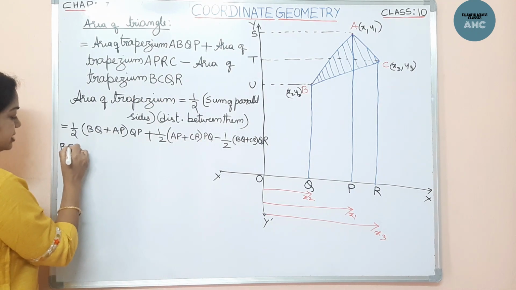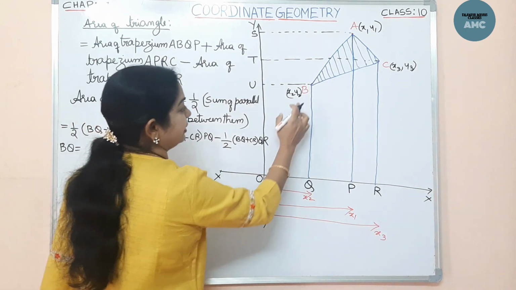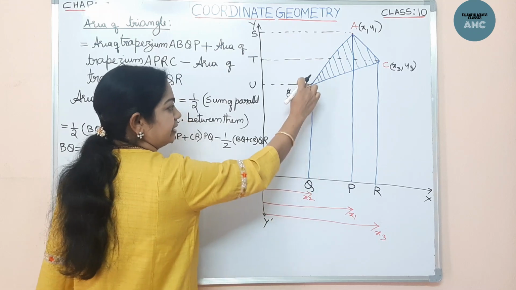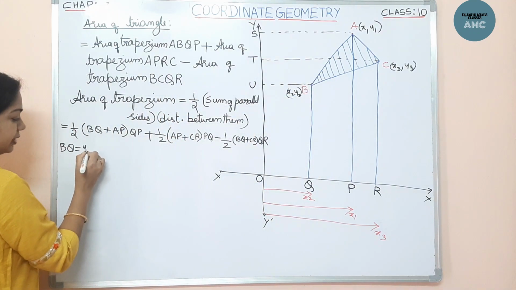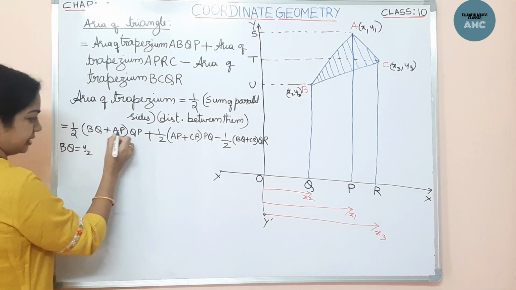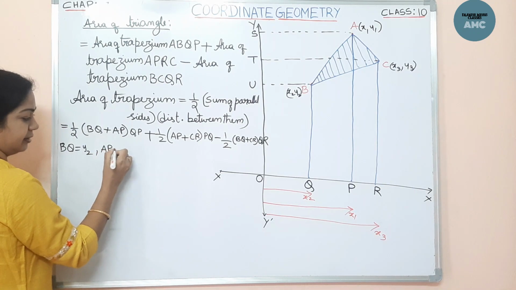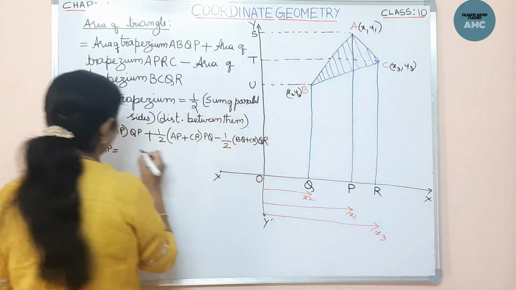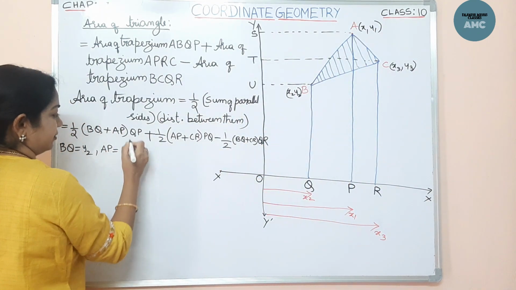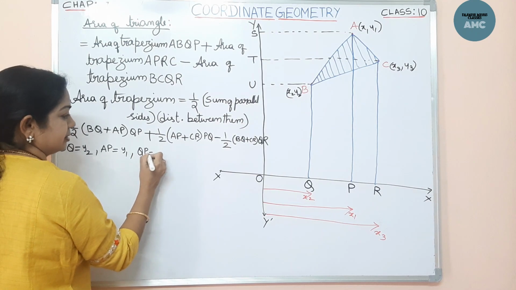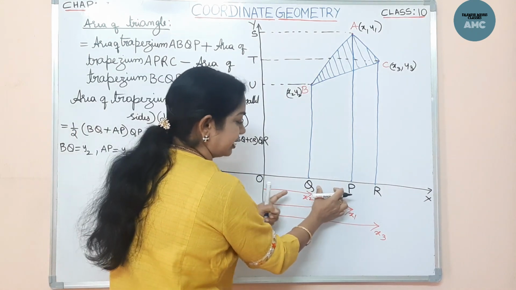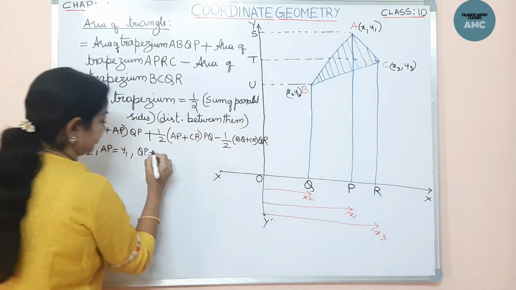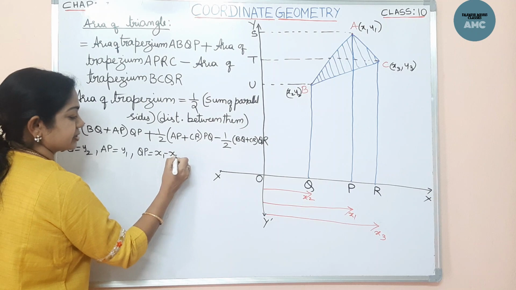Now BQ, what is the BQ? See the diagram and write B and Q. How will we calculate BQ? That is Y2 coordinate. Right, now the next term is AP. See here, AP is Y1. Now the next term is QP. Here, Q and P. How do I get QP? Till here, x1 minus x2 is QP.